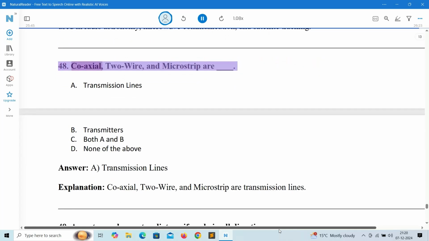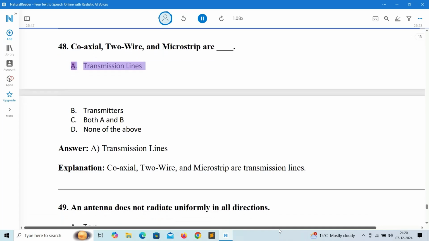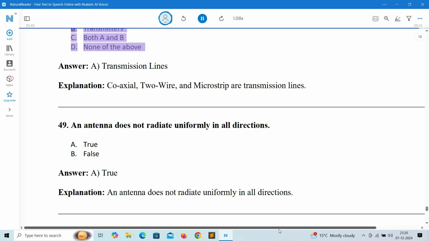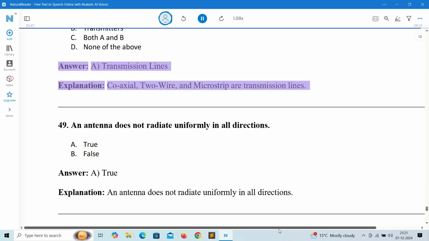48. Coaxial, two-wire, and microstrip are: A. Transmission lines. B. Transmitters. C. Both A and B. D. None of the above. Answer: A. Transmission lines. Explanation: coaxial, two-wire, and microstrip are transmission lines.